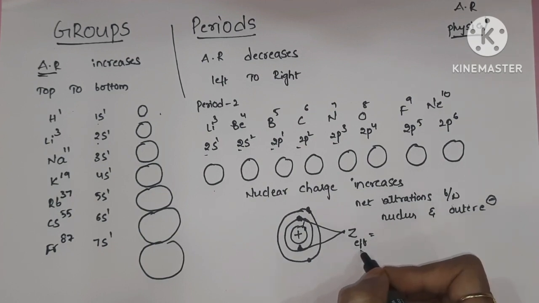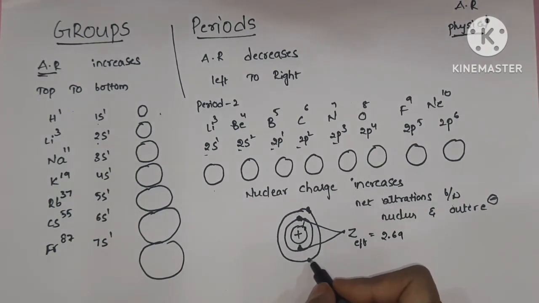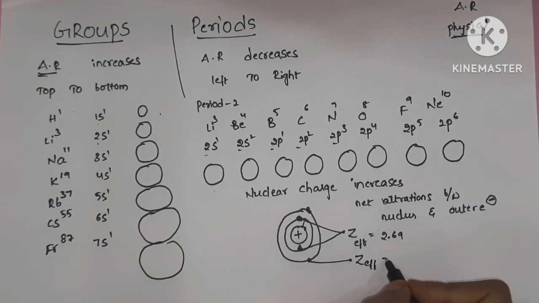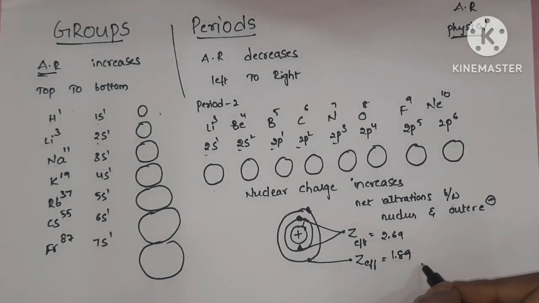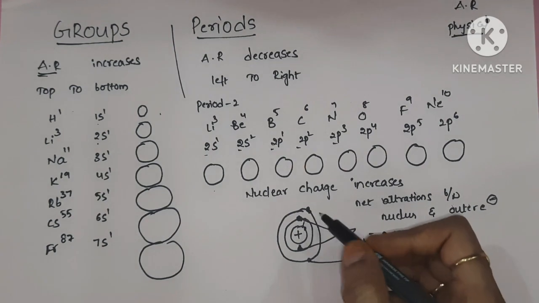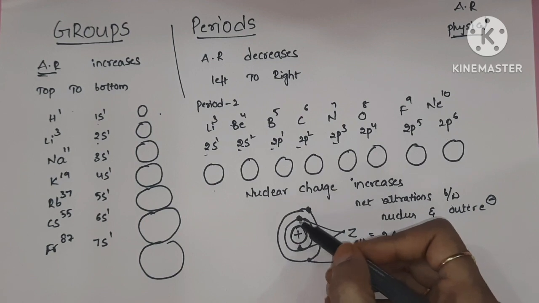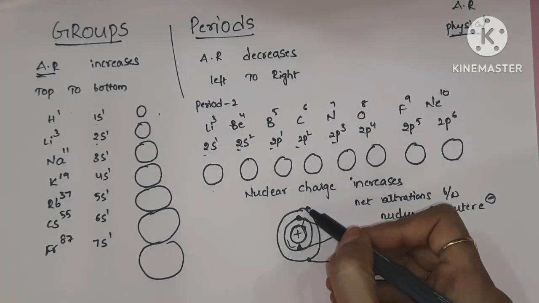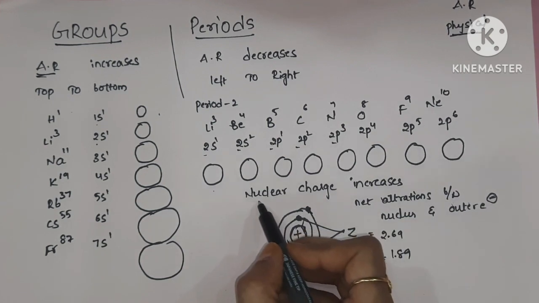The effective nuclear charge, for example, is 2.69; I am saying the outer electrons feel a nuclear charge attraction of 1.89. This is the concept of nuclear charge. Nuclear charge means the net force of attraction between the nucleus and outer electrons, but inner electrons experience the attraction of the nucleus completely, and outer electrons cannot feel it completely.